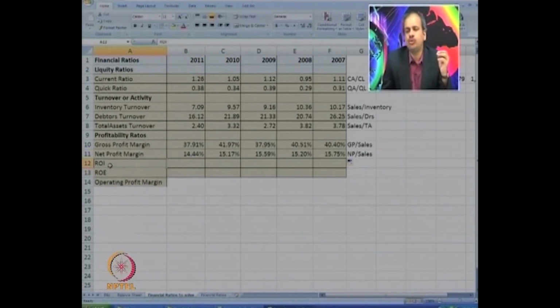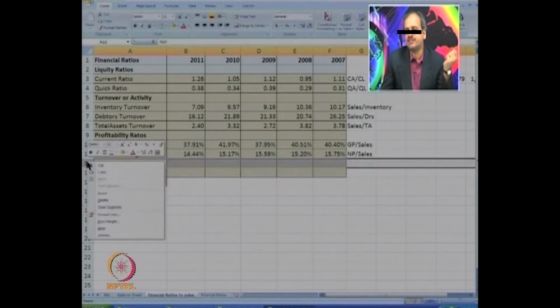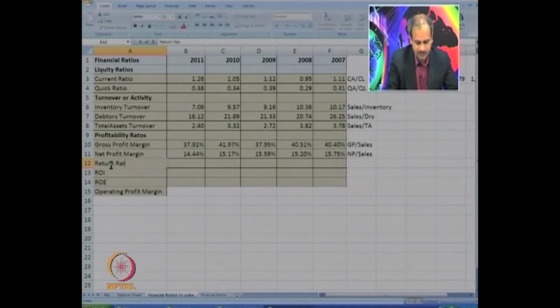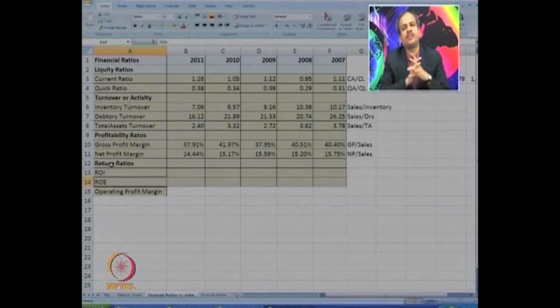There is some fall in the profitability, as is evident. Now, two more ratios, ROI and ROCE. What type of ratios are they? Basically, they are called return ratios. So, what do return ratios try to calculate? Essentially, they try to link profitability to the capital employed.